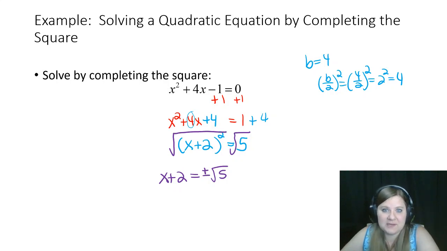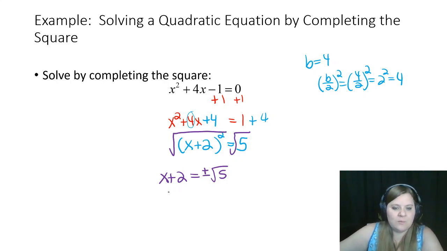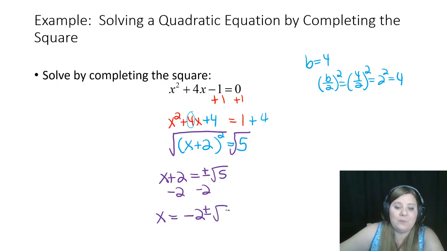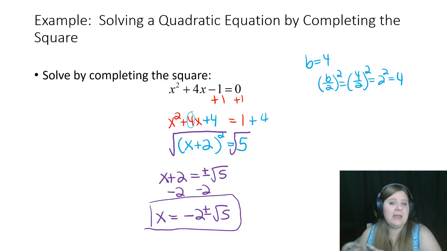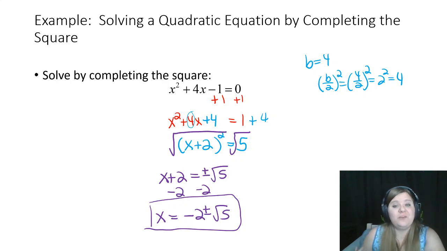Okay, last but not least, let's get x by itself. We have to move the 2. So we subtract 2 from both sides. x equals -2 plus or minus root 5. And that's going to be our answer. So don't forget, you can't combine the 2 and the 5 because the 5 is under our root. If you could combine them, you would. But again, these are not like terms, so you're stuck.